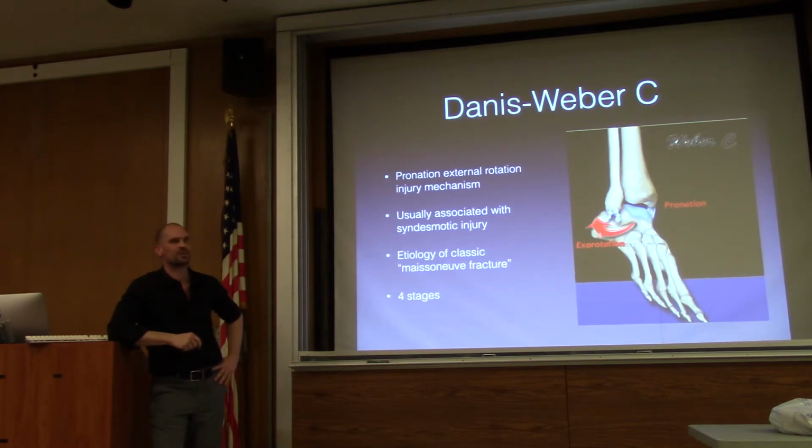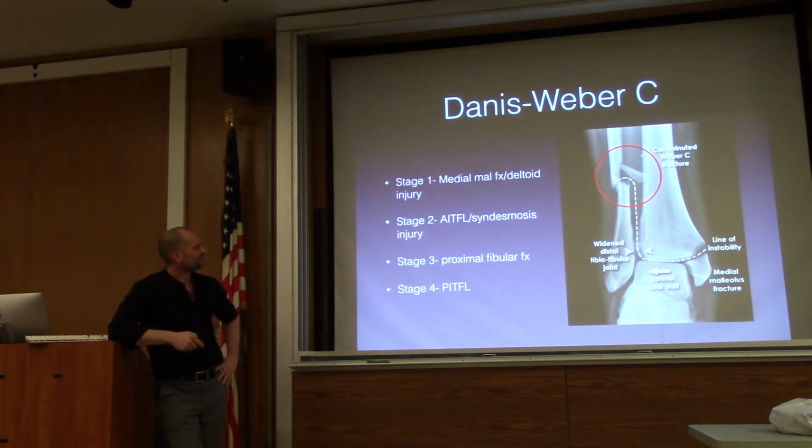Also I want you to understand you have a pronation external rotation mechanism. It's probably not going to be relevant when you describe the fracture, but some people refer to it as a pronation external rotation or PER. The stages go progressively 1 through 4. It actually starts on the medial side. You end up having the exact opposite of what you did on that other fracture.